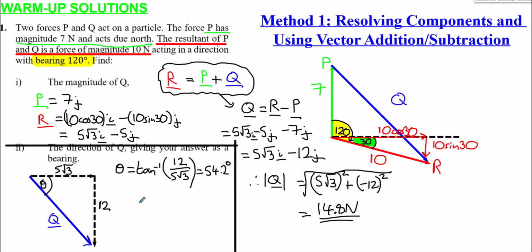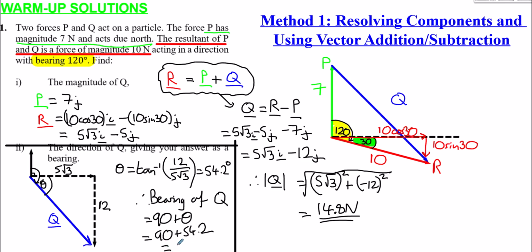Now that's not the bearing, we want the answer as a bearing, so therefore the bearing of q, then bearings are always measured from north. So what we want here, the bearing of q is all of this, so it's theta which we just worked out, plus this 90 degree angle. So 90 plus theta, so 90 plus 54.2 to three significant figures, that gives us a bearing of 144 degrees. So that's one method for doing question 1.